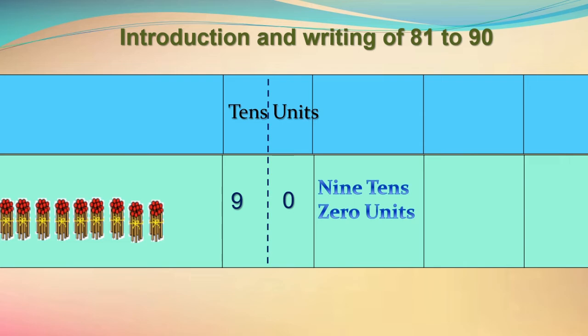Our number is 90. See dear children, the spelling for 90, N-I-N-E-T-Y, 90. Okay, and how to write? See here, 9 and 0, that is nothing but 90. Okay, got this? Okay, I hope you understood how to write and read the numbers from 81 to 90. Let us check.